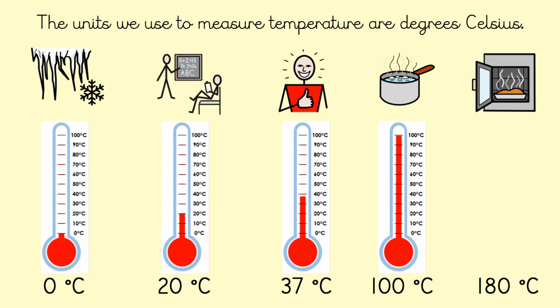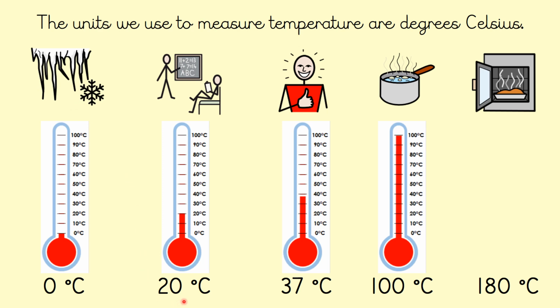There are some very important degrees in degrees Celsius. The first one we'll look at is 0 degrees Celsius. 0 degrees Celsius is the temperature at which water turns to ice. So if you put something in the freezer, if it has water in it, the water will turn to ice at 0 degrees Celsius.